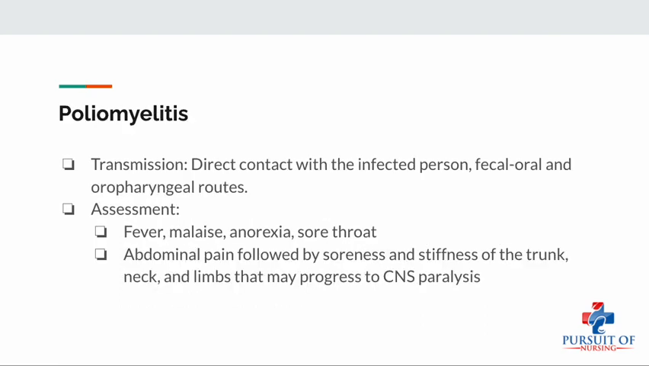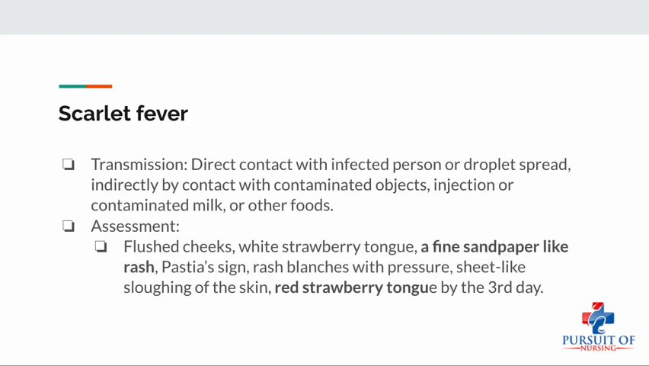All right, poliomyelitis. Poliomyelitis is transmitted via direct contact with the infected person or fecal-oral and oropharyngeal routes. This patient will present with fever, sore throat, and they may have abdominal pain followed by soreness and stiffness of the trunk, neck, and limbs, and it could even progress to CNS paralysis. This patient is placed on enteric and contact precautions. No airborne precautions. Airborne precautions are not needed.